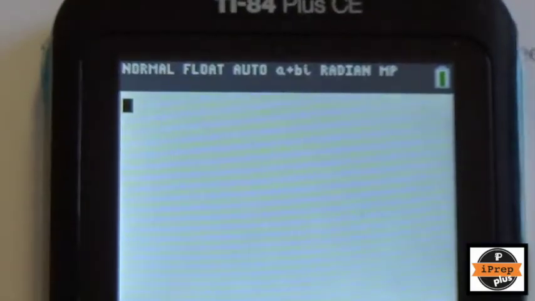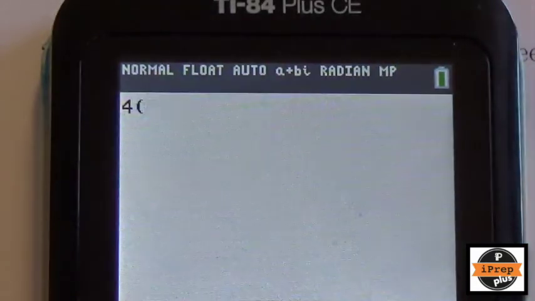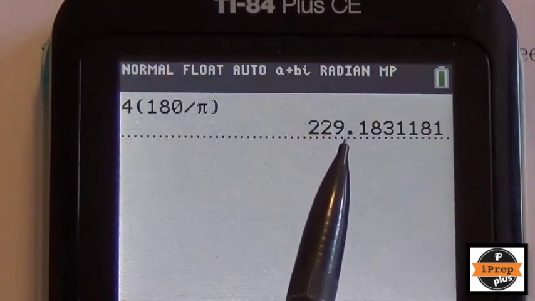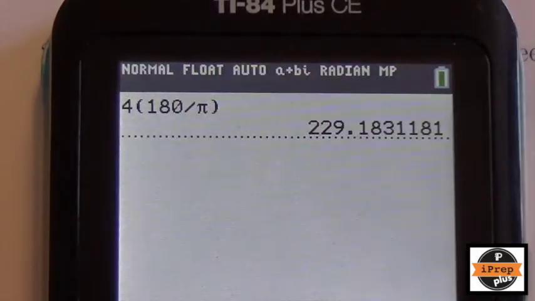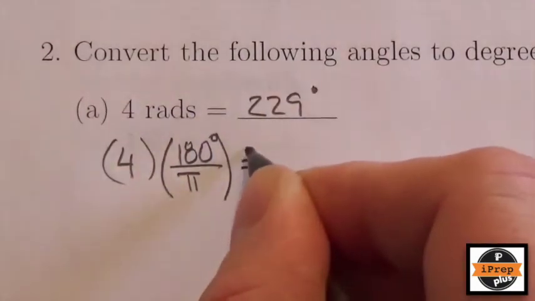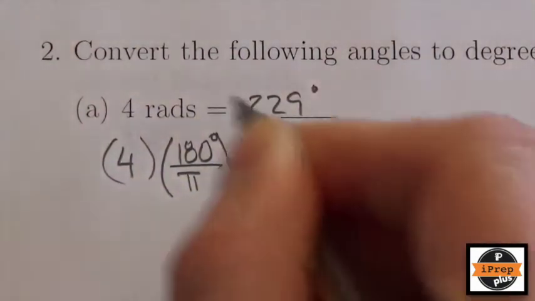So we'll go to the calculator, and we will multiply 4 by 180 divided by pi. And we get that that angle in degrees is 229.2 degrees. Oh, sorry, rounded to the nearest degree. My mistake, 229 degrees. Okay, this is approximately 229 degrees.